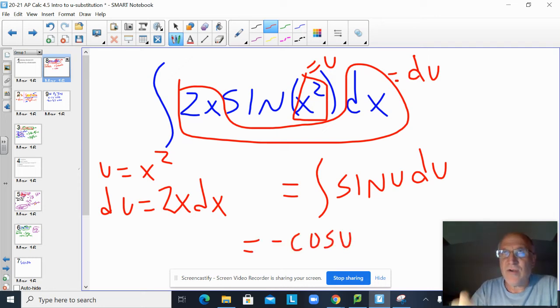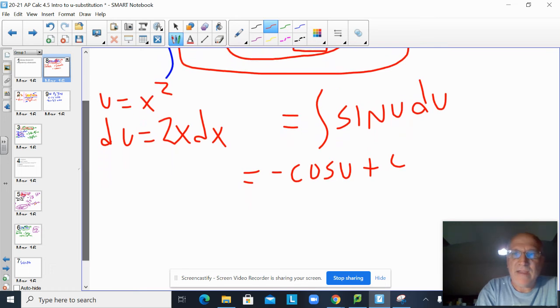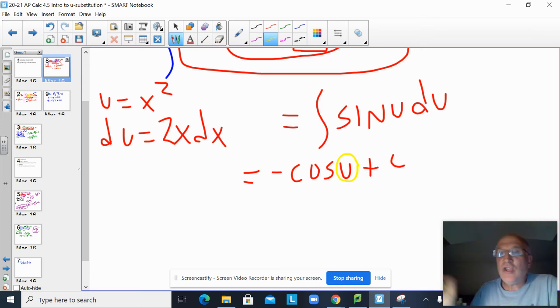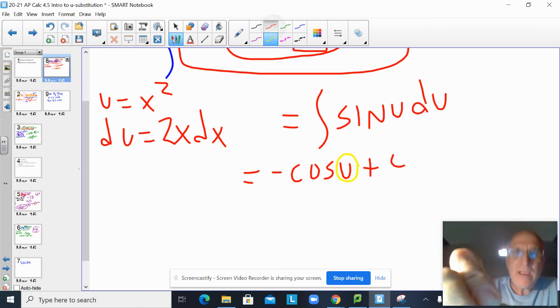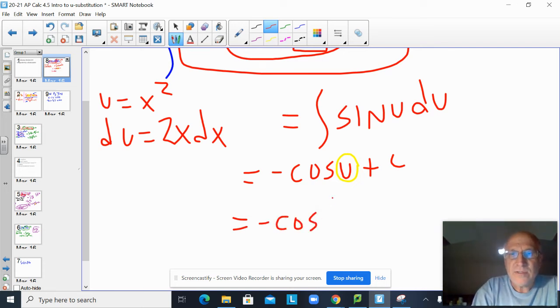Make sure I do the right derivative. Yeah, I have my negative sign correctly there. Plus c. And then again, my last step is to put it back in terms of x, and u, again, it's just a matter of replacing u with what u is, and u here is x squared. This is negative cosine of x squared plus c.